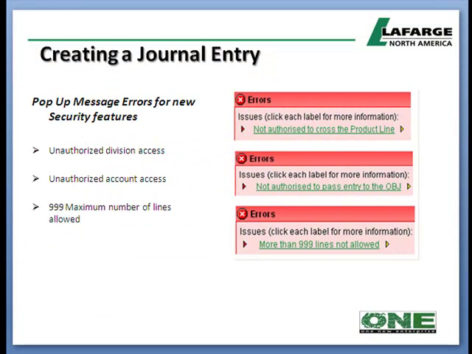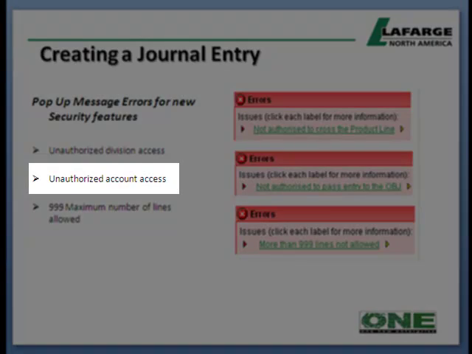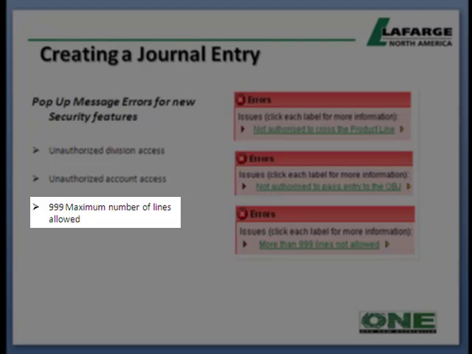A pop-up error message has been created for each new security feature: unauthorized division access, unauthorized account access, and 999 maximum number of lines allowed.